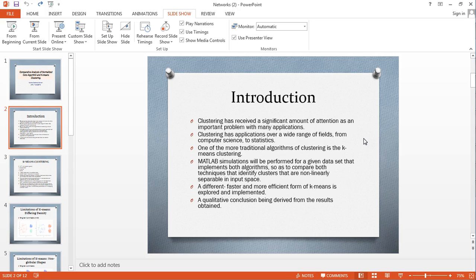MATLAB simulations will be performed in this project for a given data set, implementing both algorithms, so that we compare techniques and identify clusters that are non-linearly separable in input space. A faster and more efficient form of k-means is explored and also implemented in MATLAB. This project will lead to a qualitative conclusion derived from the results that we obtain.